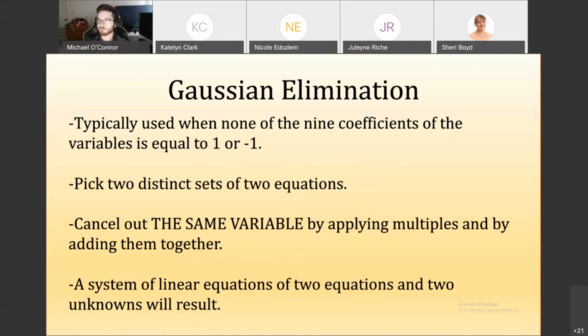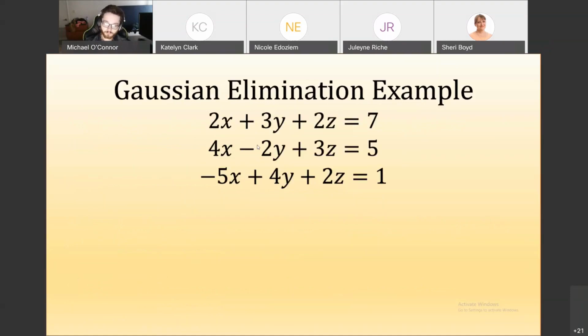So for this example, we're just going to use Gaussian elimination. The two distinct sets of two equations, what I mean by that is, I'm going to do elimination on z with the first and second equation, and then I'm going to do elimination on z with the first and third equation. You can also use the second and third equation if you want to, whatever combination you want, as long as the two sets of equations you pick are distinct, it'll work. So I'm just doing elimination with the first and second equation and the first and third equation.